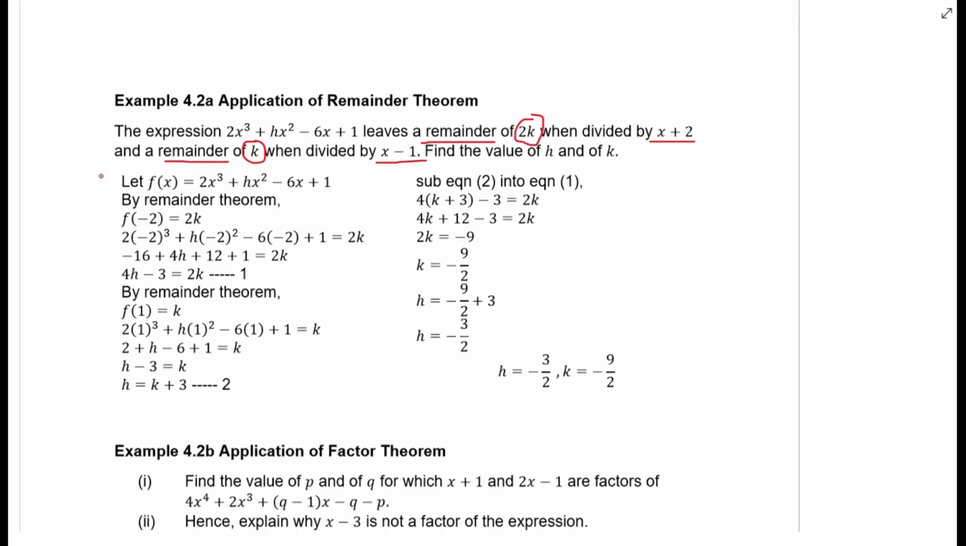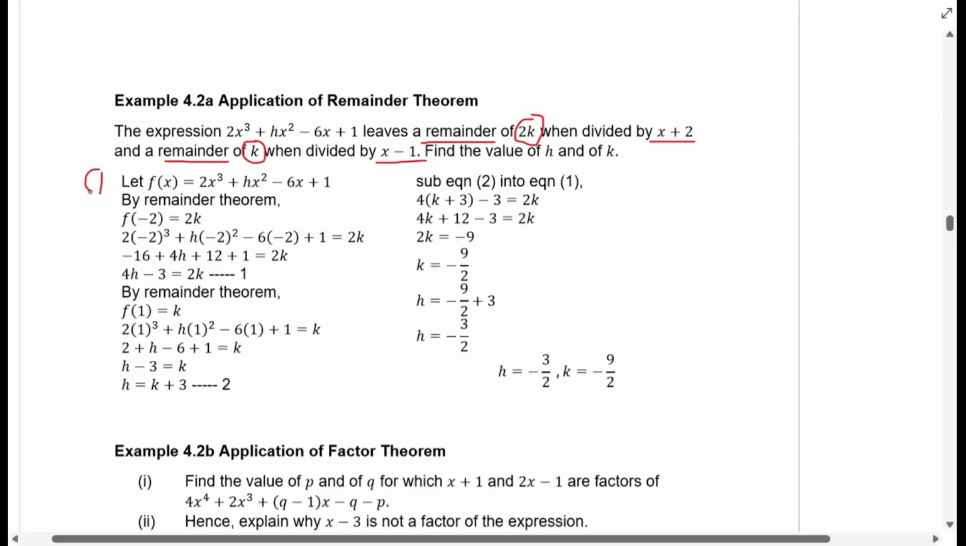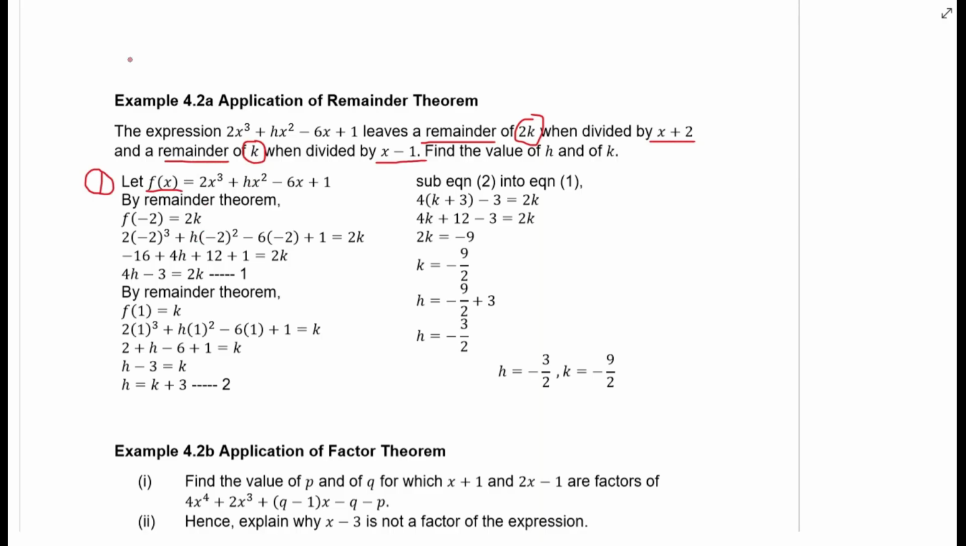So once again, your very first step, always let your polynomial be equal to f(x). You have to make it equal to f(x) first before you can sub in any x values. Second step, you have to state clearly by what theorem. So by remainder theorem, f(-2) equals 2k.